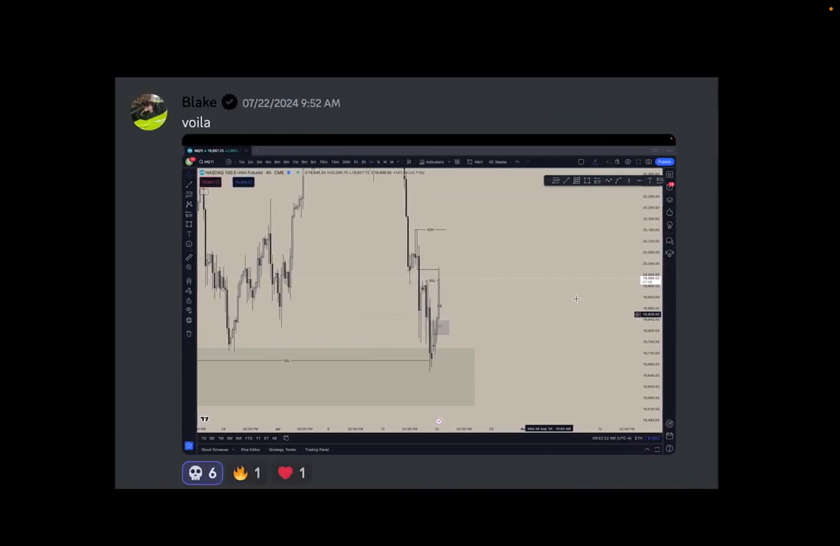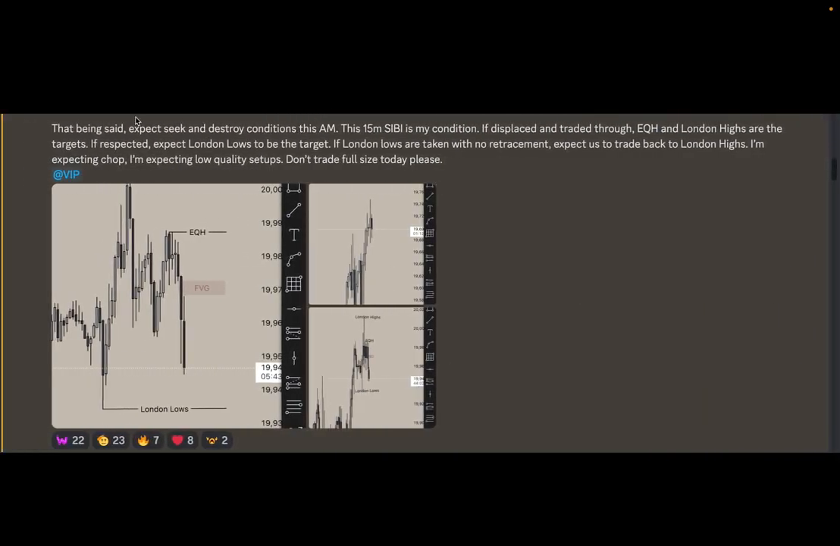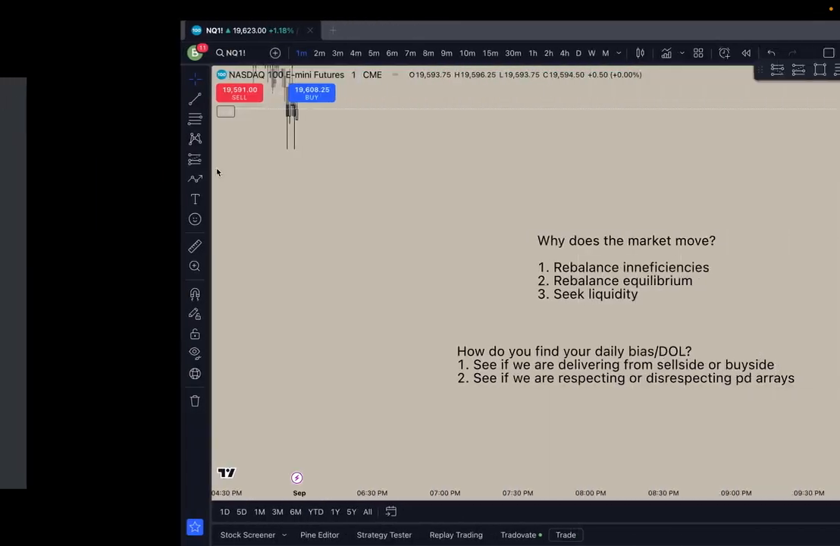But I do think that this example I should show you guys, okay? So expect seek and destroy conditions today. This 15-minute SIBI is my condition, right? If displaced and traded through, equal highs and London highs are the targets. If respected, London lows are the targets. All right, so if we respect this at open, we should see London lows. If we disrespect this, we should see these equal highs. Even better, if we take these London lows, then disrespect this, then we should see these equal highs, right?